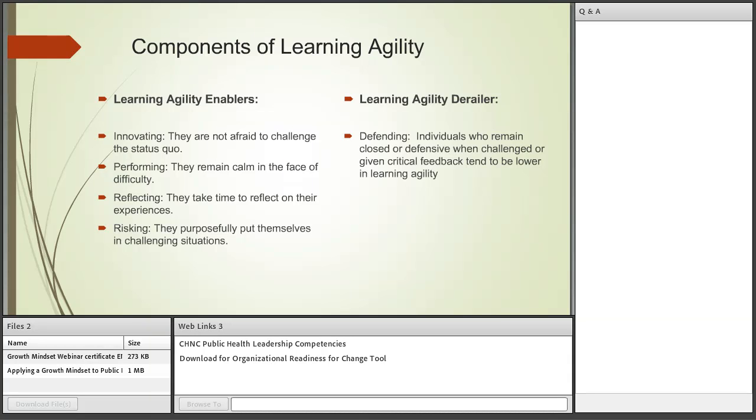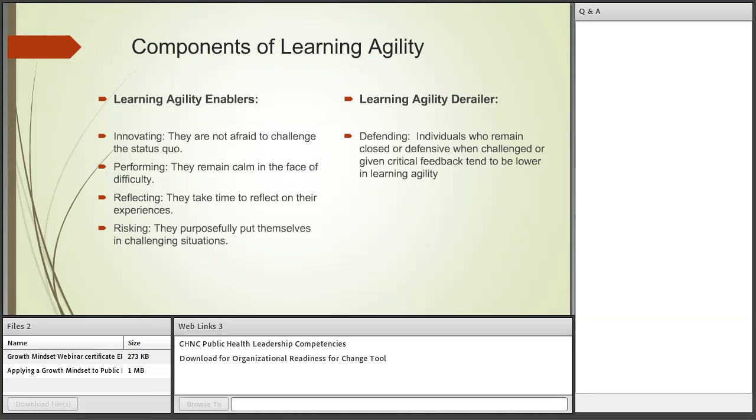Now, a derailer for learning agility is a characteristic like being defensive. When people are given feedback or challenged, it lowers their learning agility. You're not able to cope with that, and you're not able to adapt to the situation. So the derailer is quite an important piece because it negates all the other enablers, and that's something you need to think about in terms of yourself.